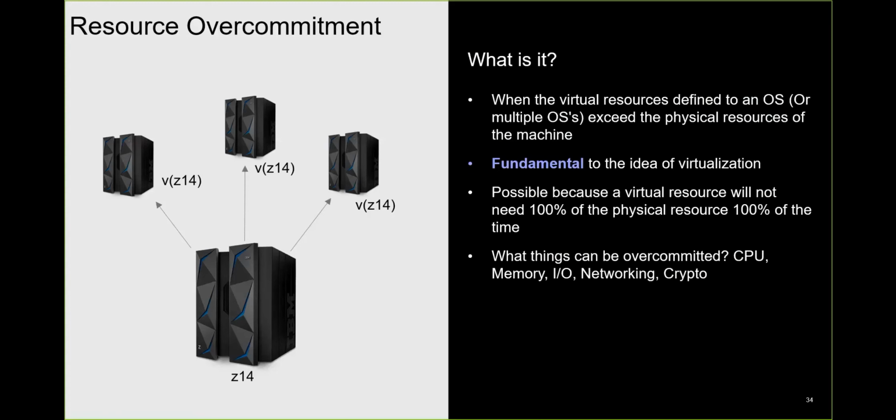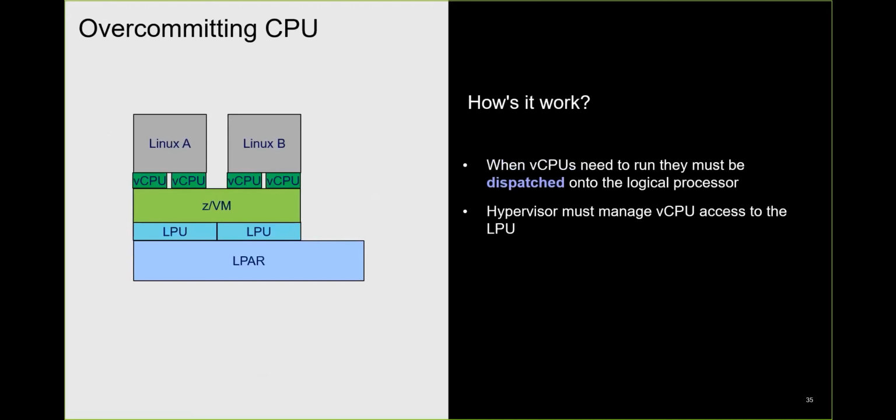So we'll walk through now each of the main resources and how we go through the overcommitment. We'll start with CPU. So let's walk through an example. Let's say that we have two logical processors that are defined to a logical partition, and we have a z/VM instance running two Linux guests, and each of those guests has two virtual CPUs. So this configuration, 4 total virtual CPUs backed by 2 logical CPUs, is said to be overcommitted in the processor resource 2-to-1.